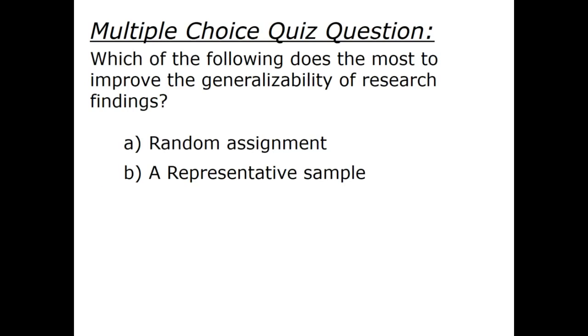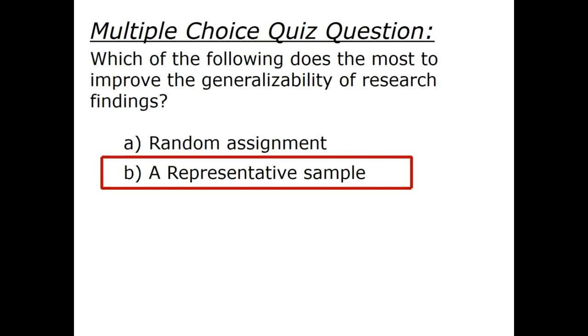The answer is a representative sample. Random assignment would not do anything to improve the generalizability of the research if the sample was not representative to begin with.